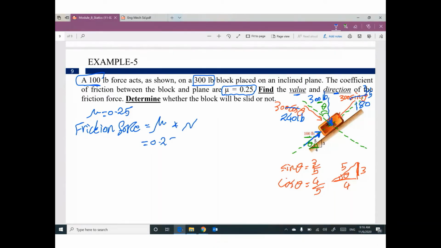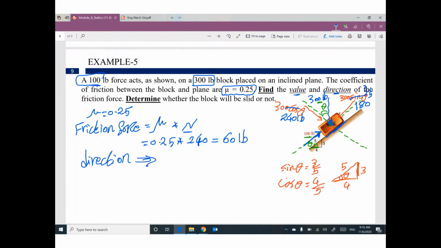What is the value of N? All forces perpendicular to the inclined surface. What forces do you have perpendicular? 240. That's all. Your value will be 60 pounds.